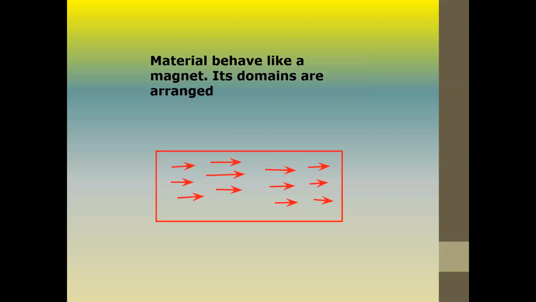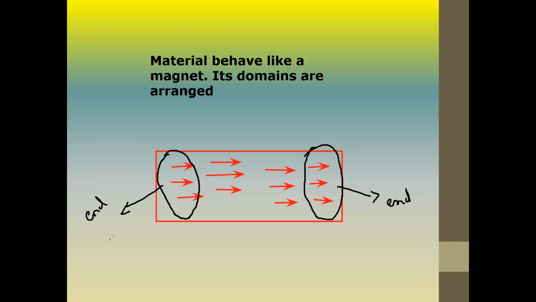But within this material, there are two regions where the magnetic field is much stronger as compared to other parts. The region where the magnetic field is stronger, the end of the magnet, for example, this is one part and this is the other part. The end of the magnet where the magnetic field is stronger, we call a pole. So for every magnet there are always two poles. There are always two places where the magnetic field is much stronger than any other part.